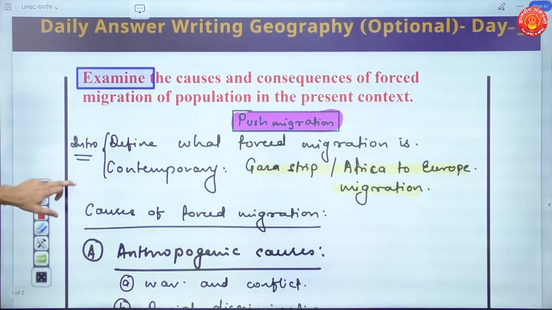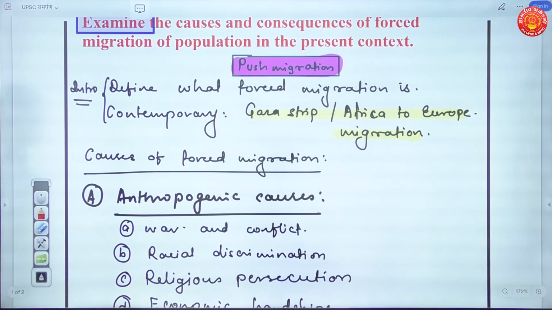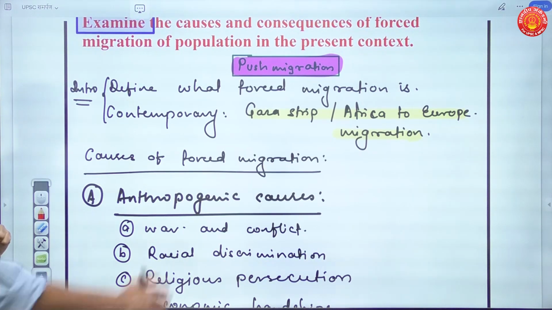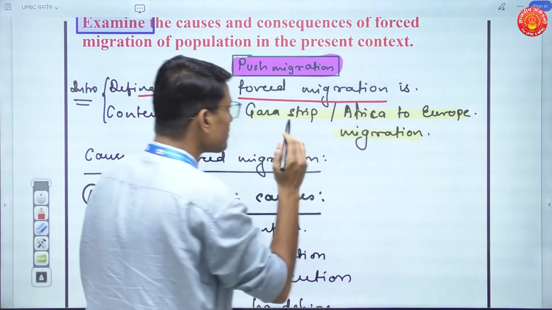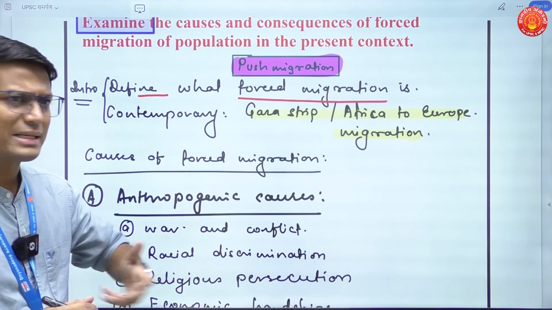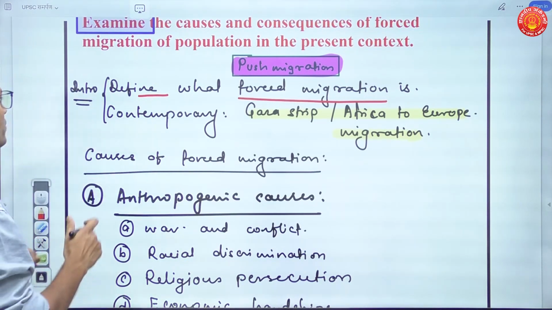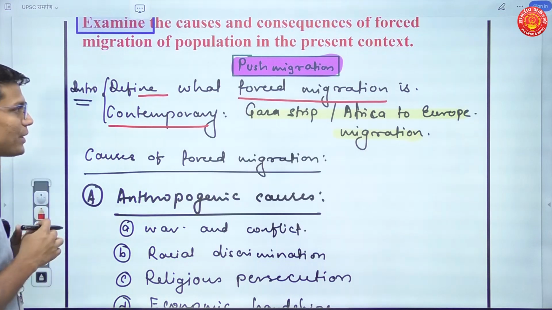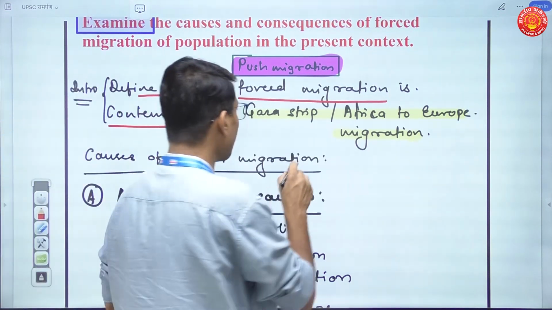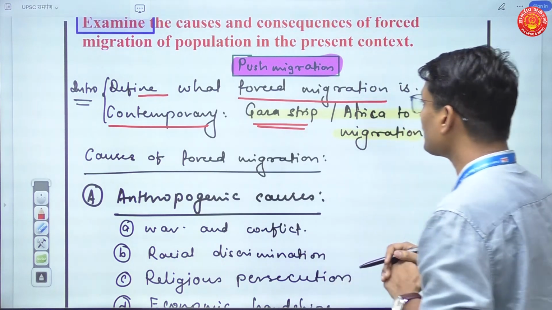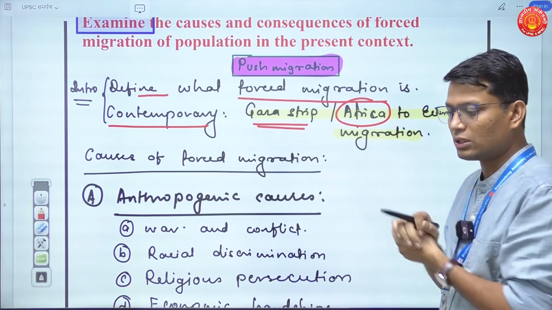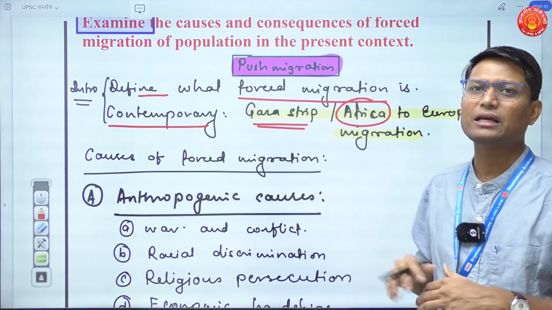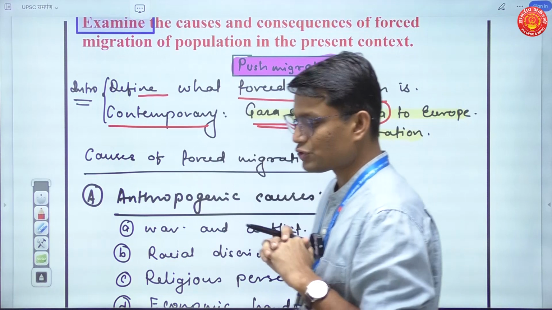Now let us move on to the answer part. Let us first understand the introduction, how we can introduce. I can introduce with a definition, saying what forced migration is. That is a very basic approach. There is one more way I can introduce: with a contemporary or current affairs event. We already have a lot of forced migration happening in the Gaza Strip as well as in Africa. These are just token examples I have given; there are many more areas of the world where you are experiencing forced migration.